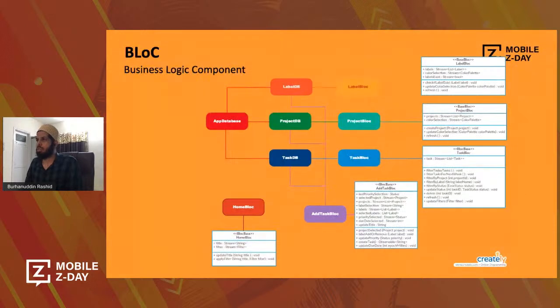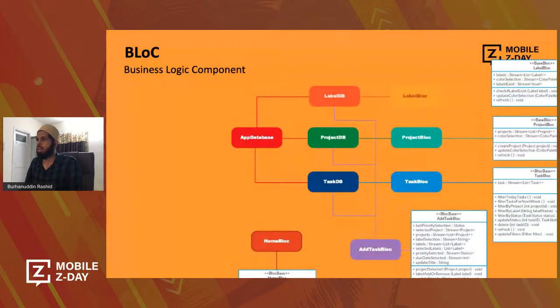Let's go one by one through what it does. So here we have an app database, which is responsible for creating the singleton database instance. It handles the create, update, and migration functions. And then this class is injected as a dependency into these three: label DB, project DB, and task DB. These three classes are defined based on a table, so that they can logically group all the queries related to that table.